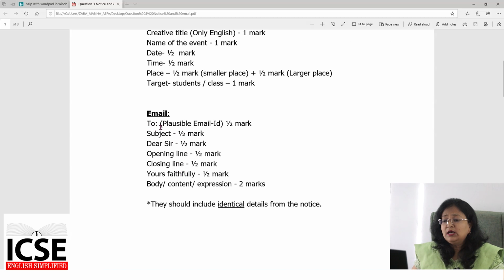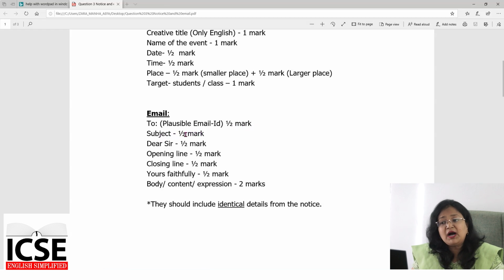The first half a mark is for the email ID of the person to whom you are sending the mail. Now it says over here, it should be a plausible email ID. That means it should look like a real email ID. There are students who are cheeky and they end up writing to Narendra Modi or to Sonia Gandhi or to Mark Zuckerberg. It is not funny. Please write a plausible email ID or else you will lose half a mark.